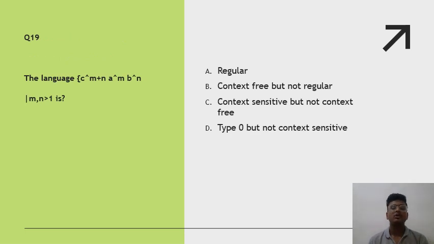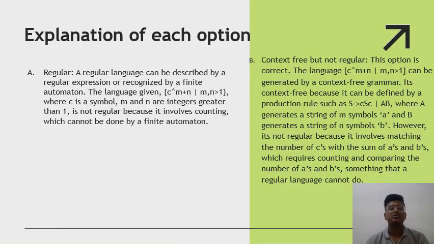The 19th question of the multiple choice question series is here. We have been given a language, and we have to find out whether it is regular, context free but not regular, context sensitive but not context free, or type 0 but not context sensitive. Let's check it. The first option is regular.